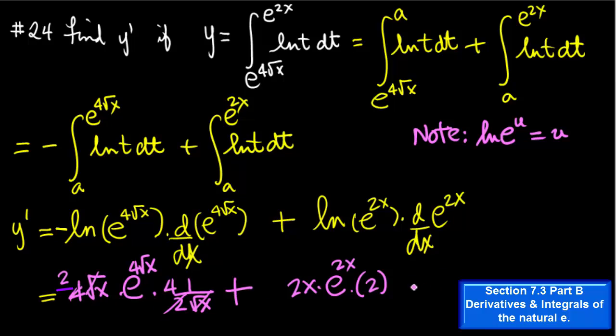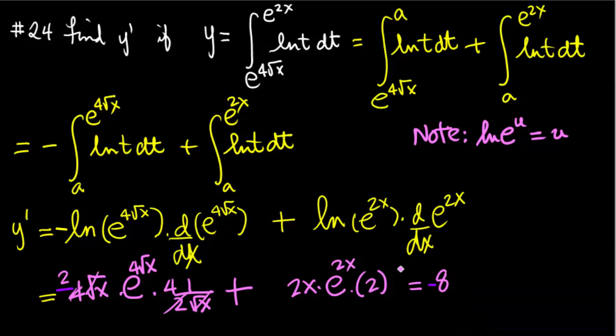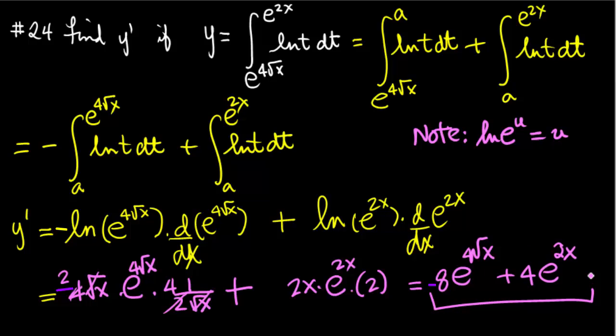So the final answer is going to be, let's see, minus 8, because there's 2 and 4, 8 e to the 4 root x, and then plus 4 e to the 2x, and that takes care of your derivative. Okay, so let's keep going.